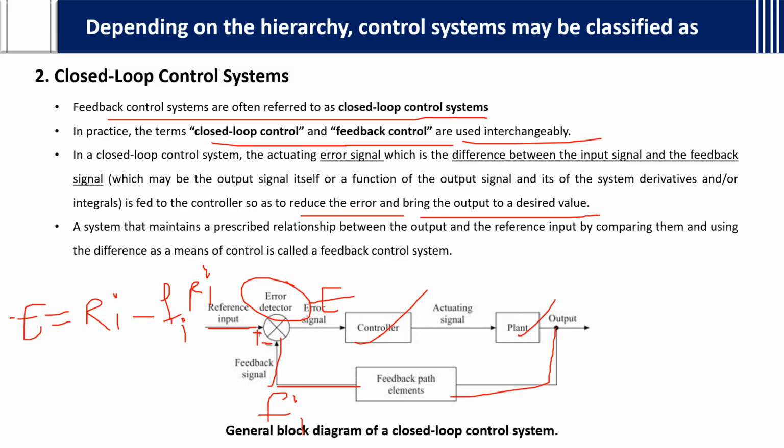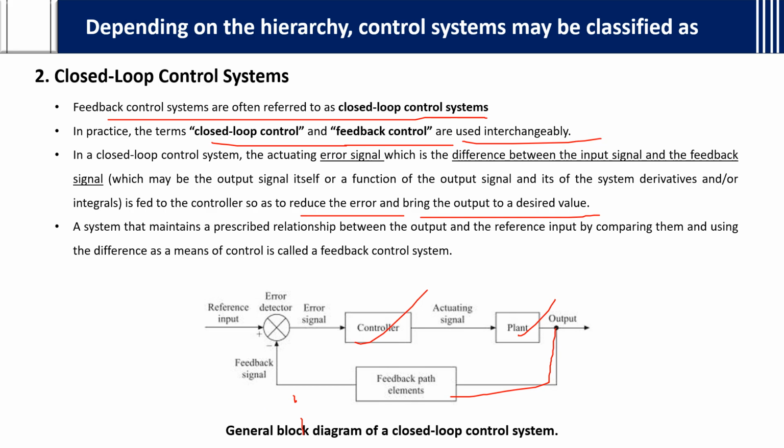If you subtract that, what do we get? The error signal. That error signal will be given to the controller so that the output will get a correct value. This is how feedback helps: the output is compared with the reference input, and the error is found. If that error signal is sent to the controller again, it will reduce the error and bring the output to a desired correct value.